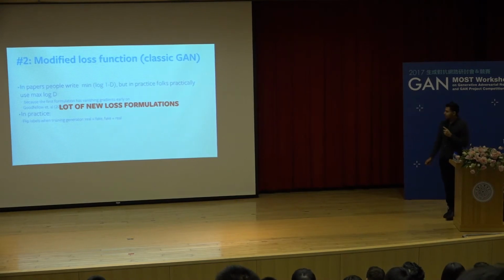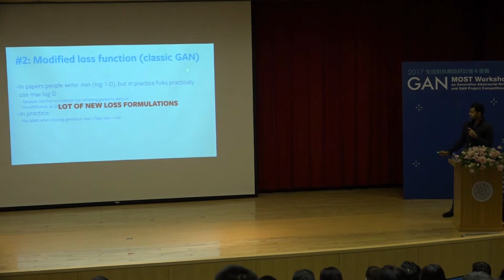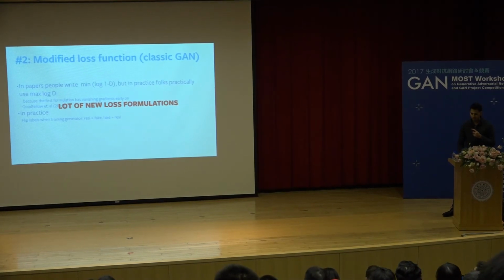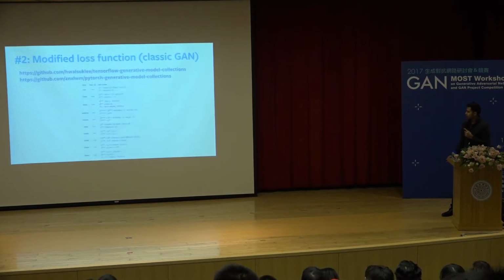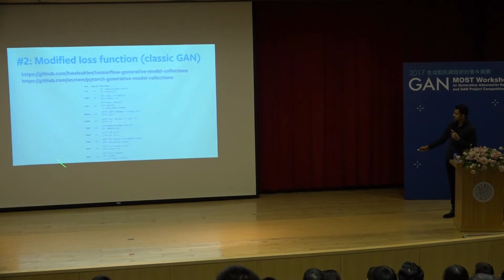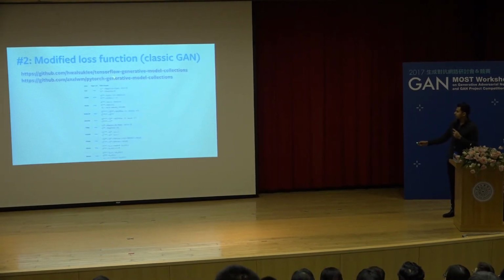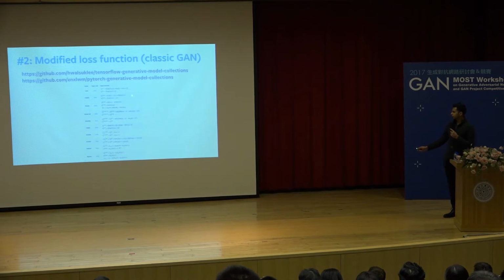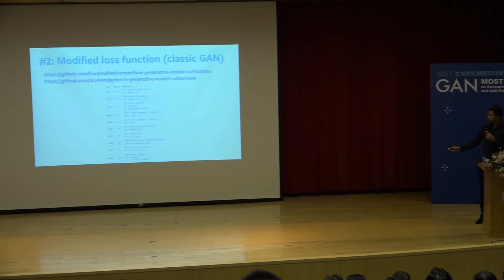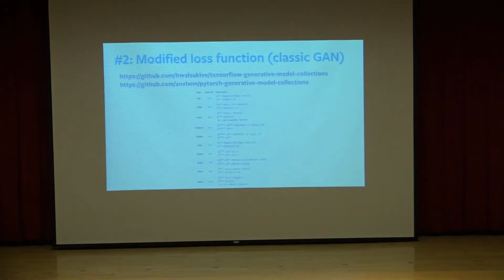This particular thing only applies to the classic GAN, but there are a lot of new proposed loss functions by many people. I've given some links here, someone on GitHub implementing many of these loss functions.